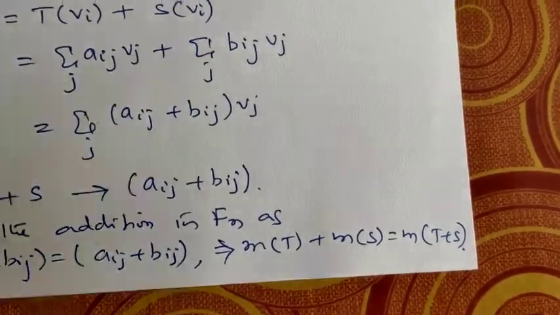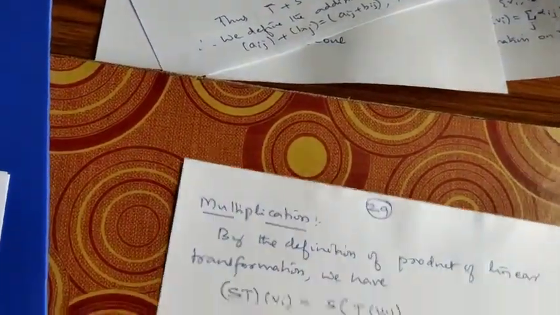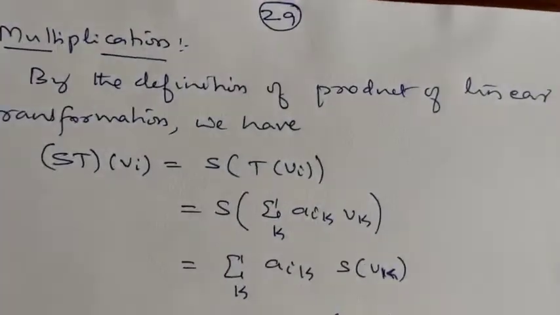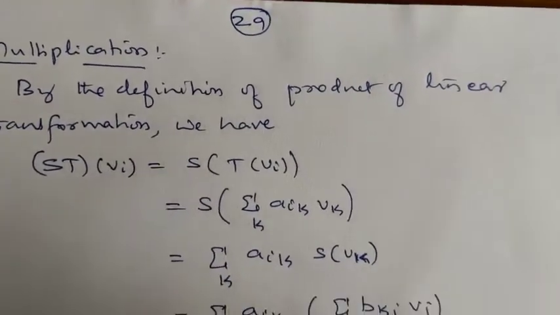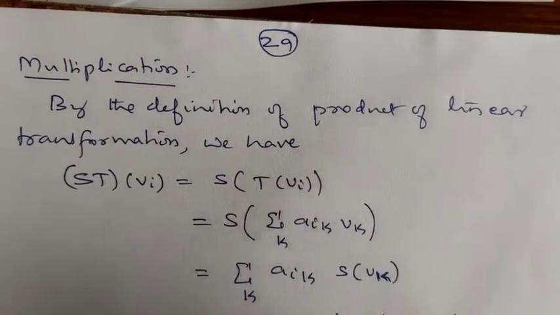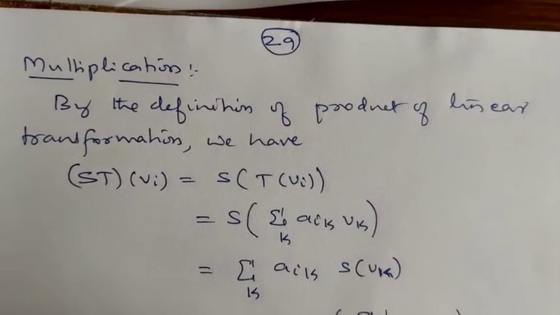Okay. Next, what is the next operation? We need the operation of multiplication, because we need to show it's an associative algebra. An algebra means an associative ring. It is an associative ring. So we need a ring, which means we need the multiplication operation also.